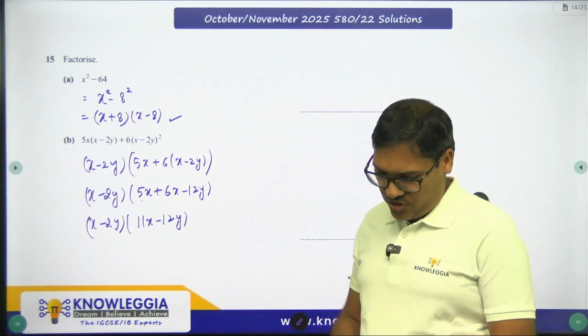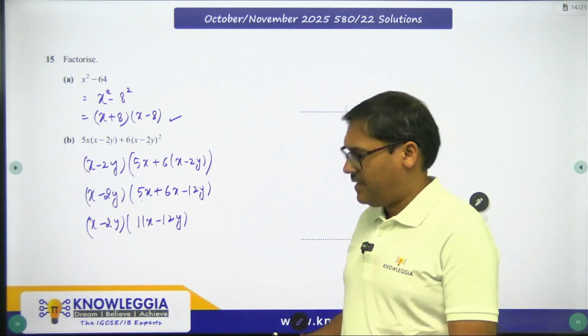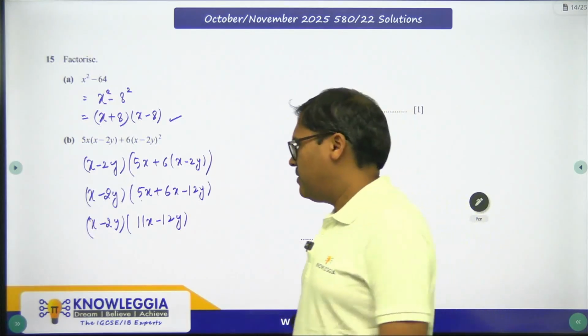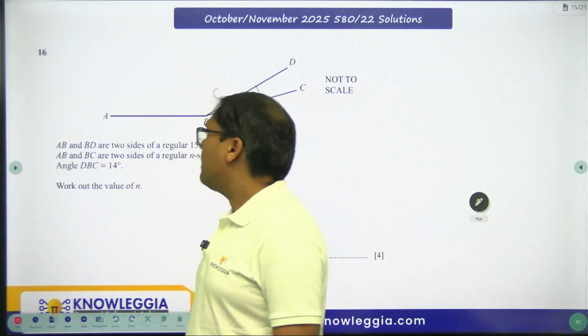So let's check the answer. So this is x plus 8, x minus 8, x minus 2y, 11x minus 12y. This is the correct answer for this question. So now let's move to the next question.